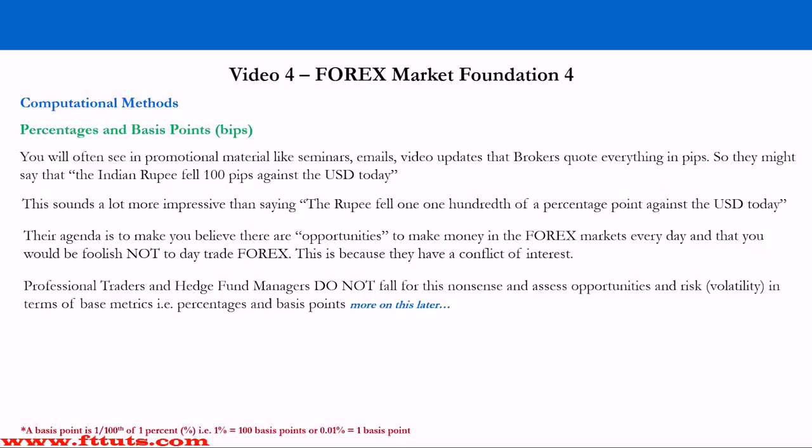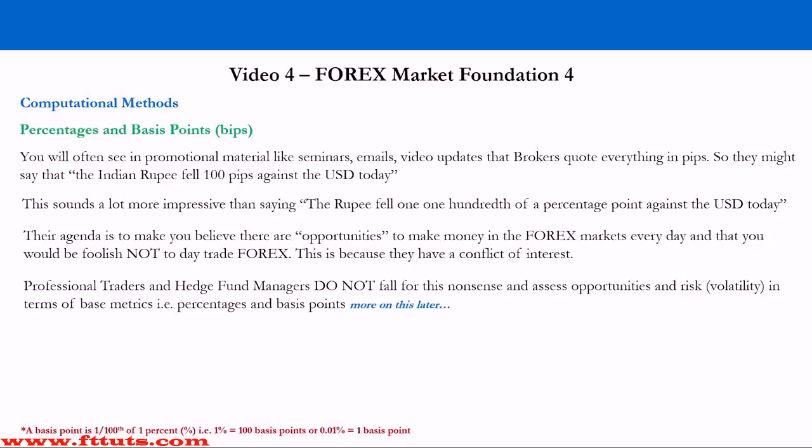Professional traders and hedge fund managers just don't fall for this nonsense and assess all opportunities and risk by assessing volatility. The only way you can assess volatility on a level playing field and on a comparable basis is to do it in terms of base metrics, so in percentages and basis points. This is something we're going to be using a lot later in the video series. We're going to be looking at volatility very soon and calculating everything in percentages and basis points, so we can compare currency pairs and the opportunities and risk they present to us, all relative to each other.